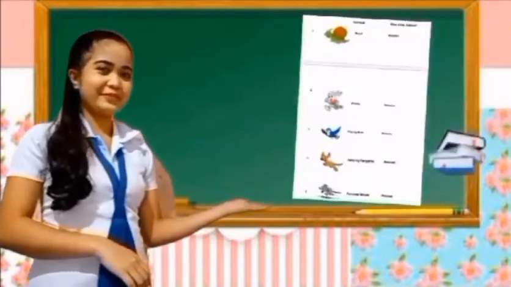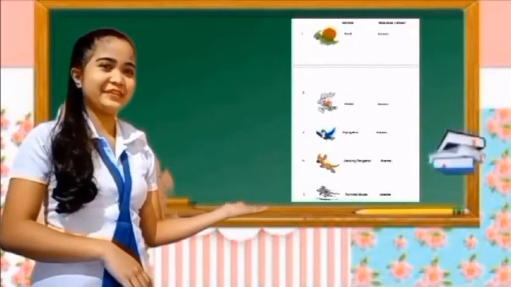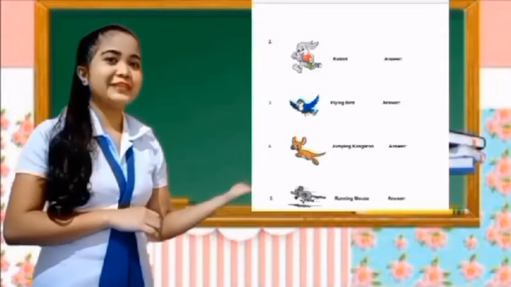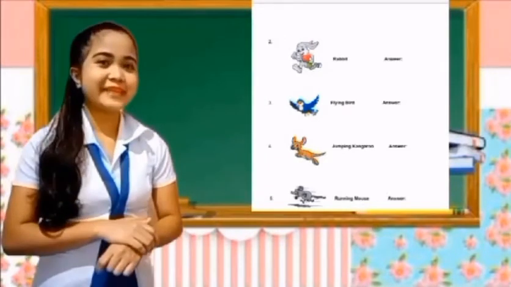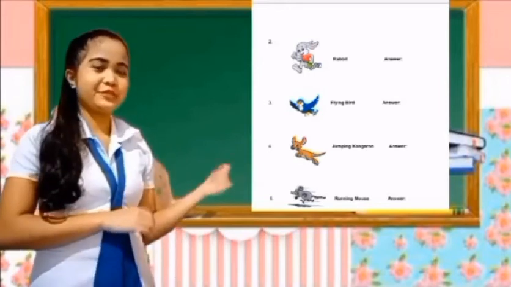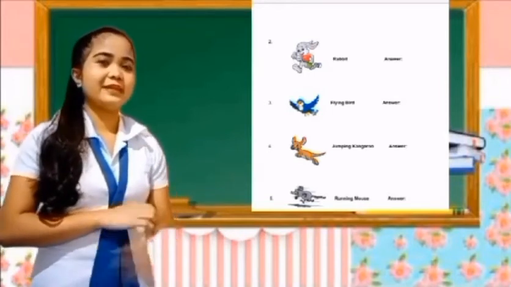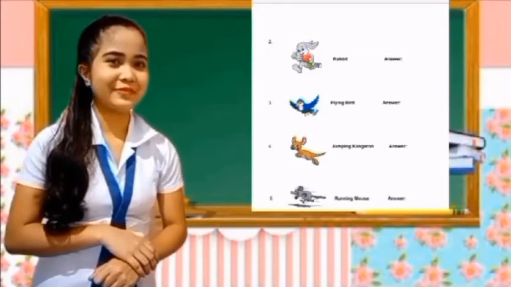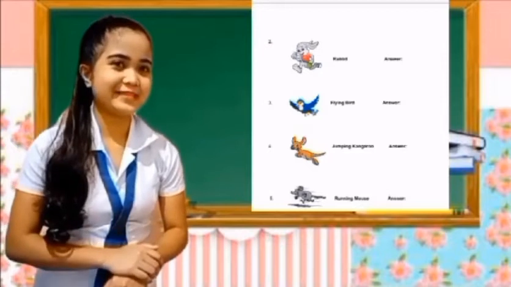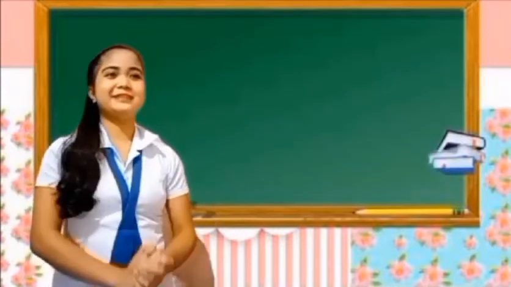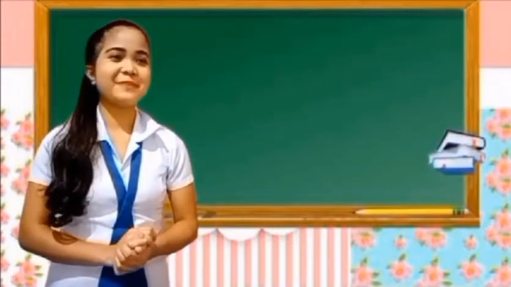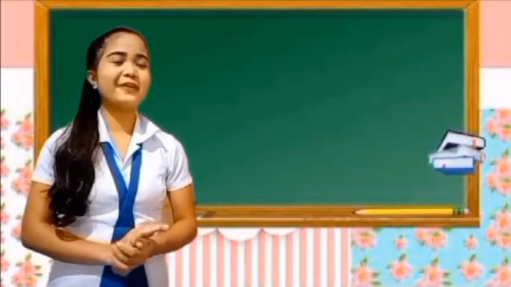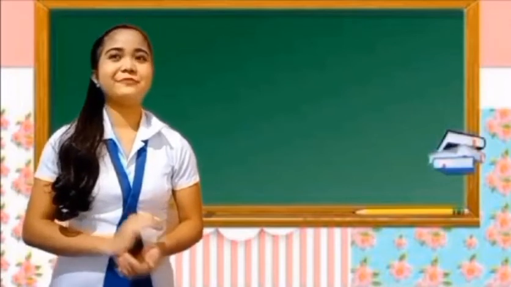This will be your activity for today regarding our lesson. Class, you need to identify the tempo of the following pictures. You need to write if the picture describes fast or slow. Do you understand? Okay, very good. Pass your paper at the count of 5. 5, 4, 3, 2, and 1.